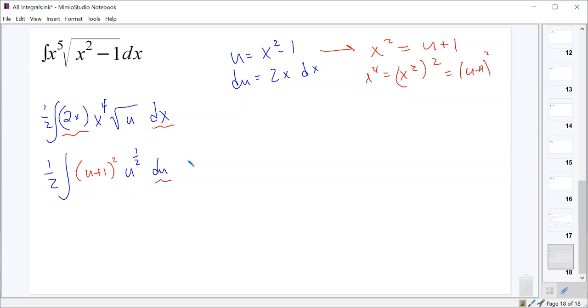And so now this will become 1/2 of an integral. Let's see, this is u squared plus 2u plus 1. And if I distribute a u to the 1/2 in there, the u squared will become u to the 5/2, and the 2u will become 2u to the 3/2, and the 1 will become u to the 1/2 du. Everybody good with that? Yep.